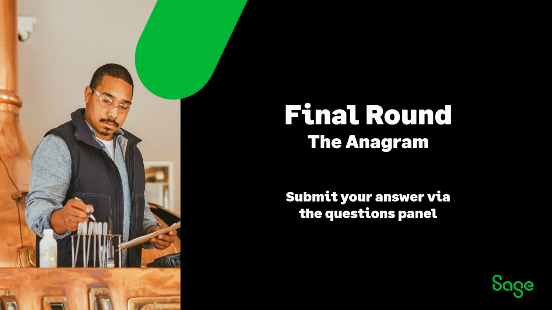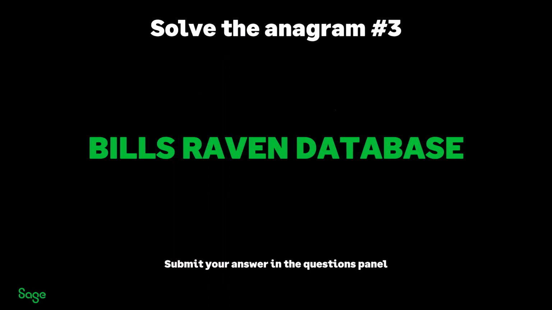Right, okay, that concludes the questions. We've got one final round, which is the anagram round. Let me line up the correct one for today. The anagram is something to do with today's session. So if you work that out, put your answer into the questions panel. Today's anagram is Bill's Raven database. So what does that relate to?